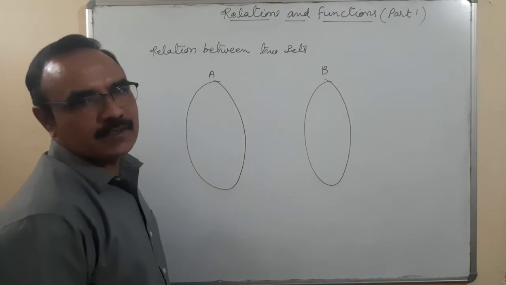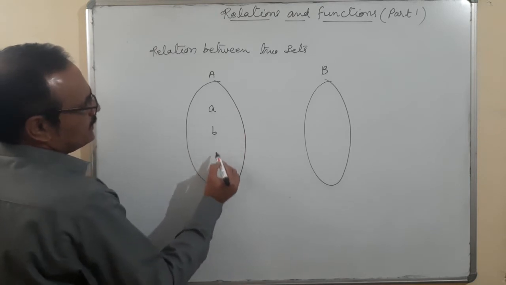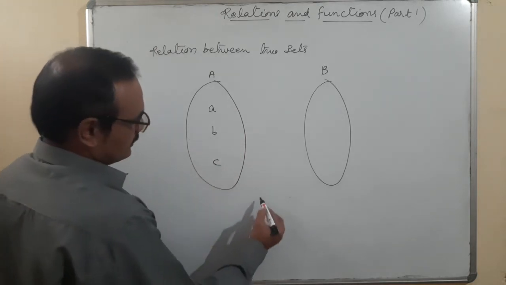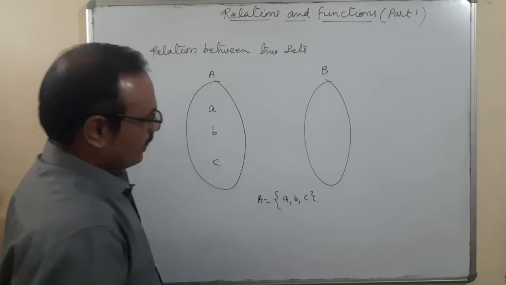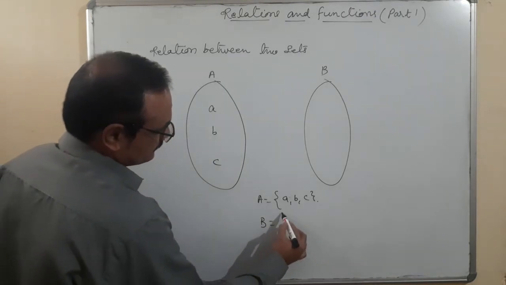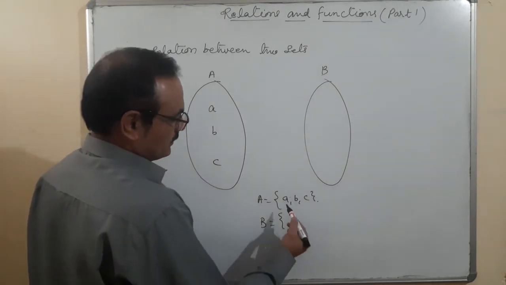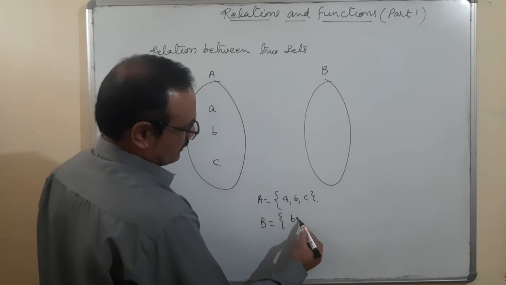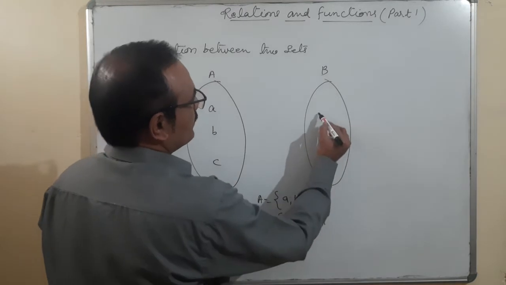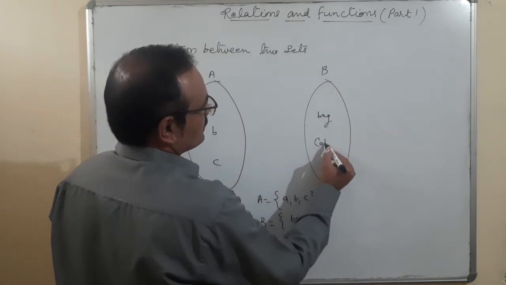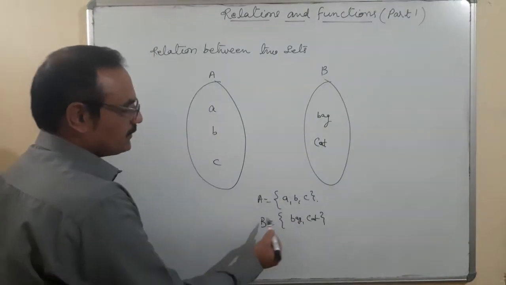Set A, set B. First set, second set. If you want to make a relation, suppose A has a, b, c. A having 3 elements, a, b, c. And B having two elements, bag and cat. Here it is bag and that is cat. A having three elements, B having two elements.